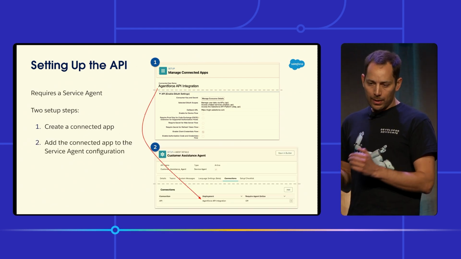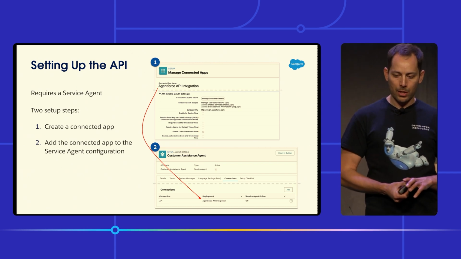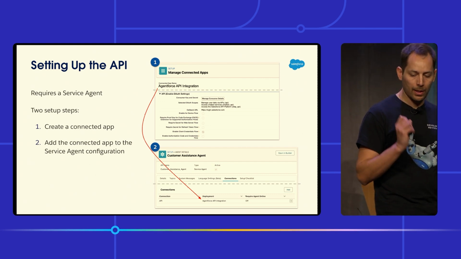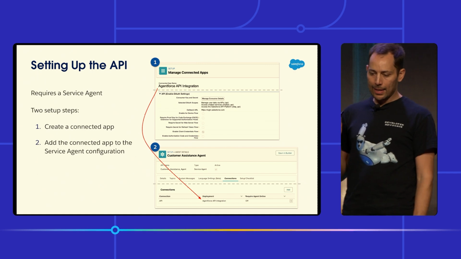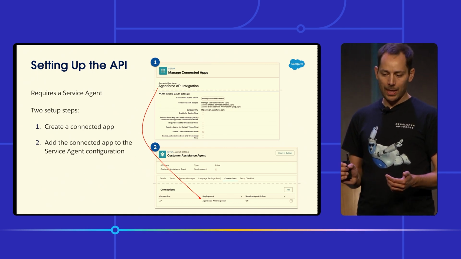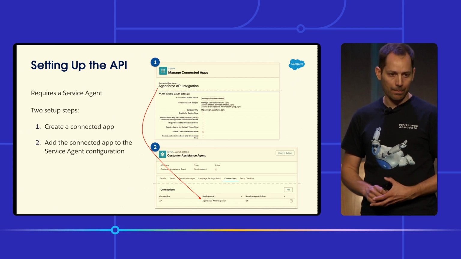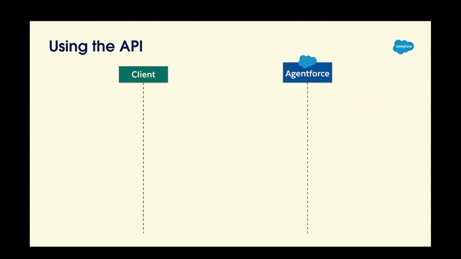Then, once you've created your connected app, you'll need to tie the connected app to your agent configuration. You can see in the lower screenshot, number 2 here, we have the configuration of our service agent, and we have added in the connections section a new connection to our API, which is our connected app. This is how you authenticate with your agent. So that's the principle of connecting and preparing the API.